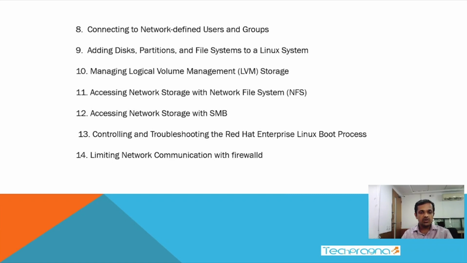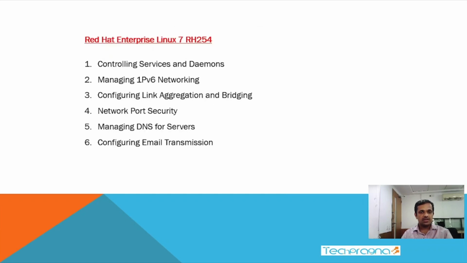machine. Next we are going to discuss the boot process of Linux and how you can troubleshoot the operating system when there is an error while booting. Next, limiting the network communication with the firewall. Using a firewall you can restrict your incoming and outgoing traffic. Coming to the next, that is 254, we are also going to discuss services and daemons, which is an important session, because from now onwards we are going to check all the services status.